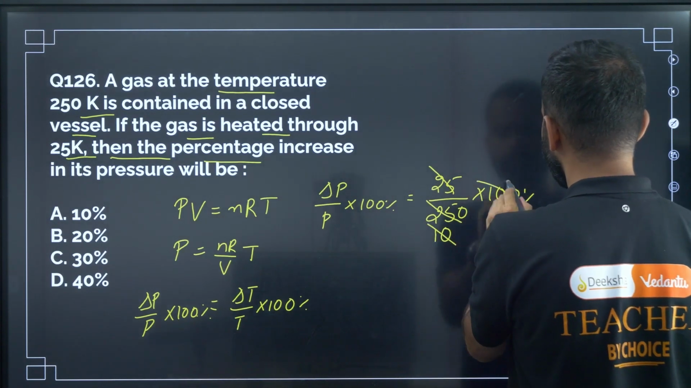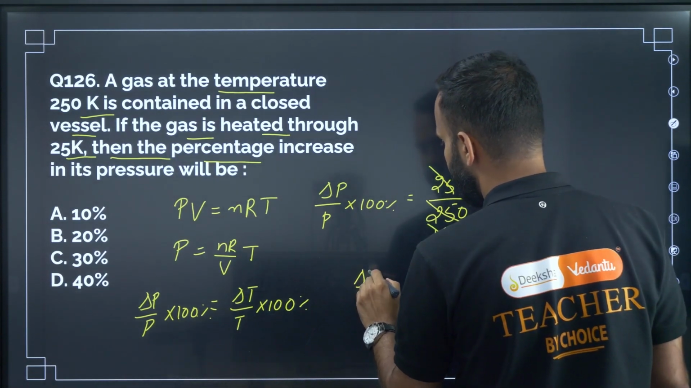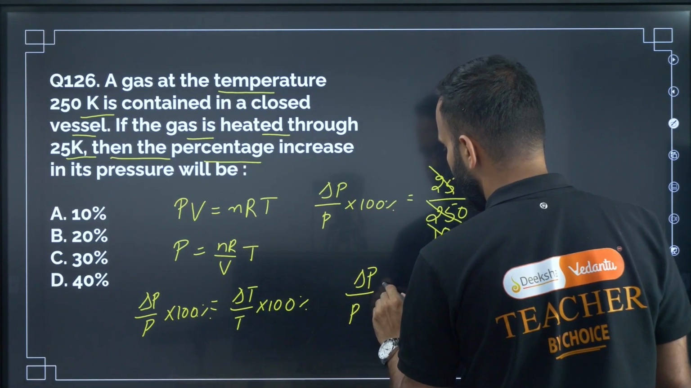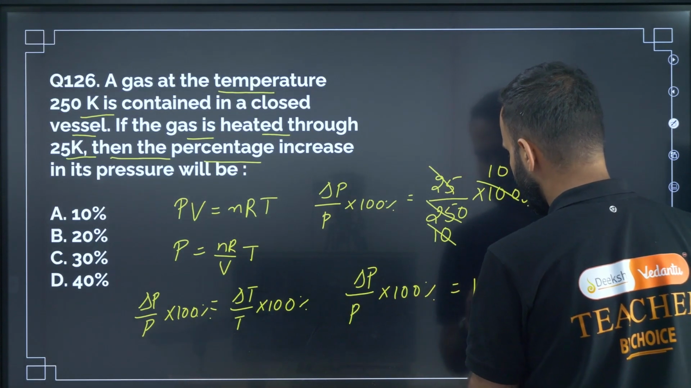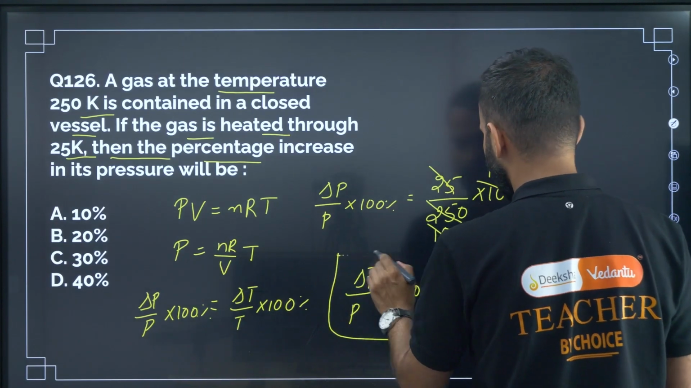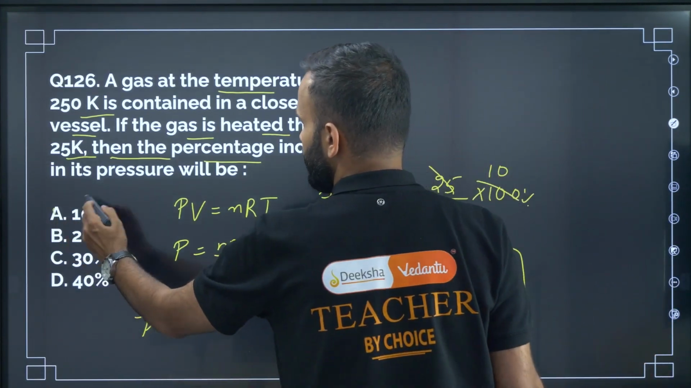So 25 by 250 is 1 by 10, and 100 by 10 is 10. So the change in pressure in percentage is 10%. So the correct option is A.